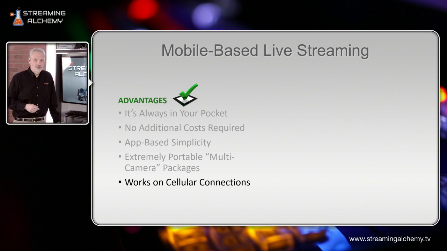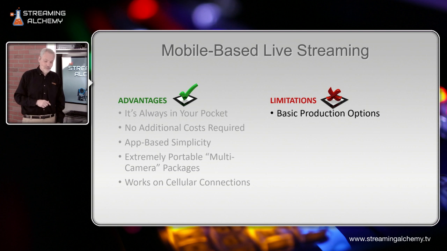But one of the other main benefits, even when you have other alternatives available, is that your mobile device works on cellular connections. So if you're looking to stream something that happens spontaneously, or that you're at an event or a conference and you just want to go and grab something, you don't need Wi-Fi, you don't need a wired connection. Using just your cellular connection, you can actually start live streaming. Very, very powerful. There are, however, some drawbacks.